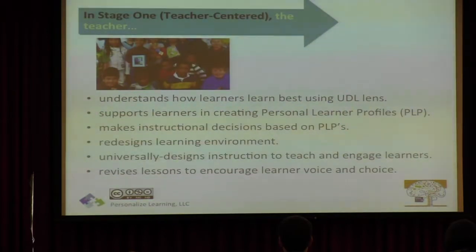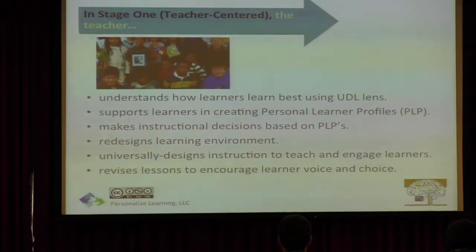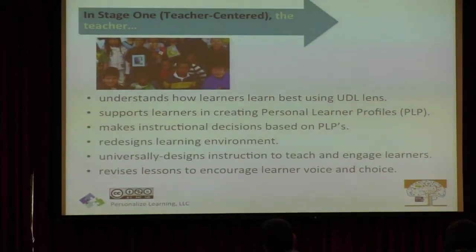So this just gives a complete overview, so you can see that stage one is when you really start using that UDL lens, and you're supporting them in creating profiles. You're redesigning your learning environment to support all different types of learners, because now that you know who your learners are, you're creating a more robust, flexible environment for kids to learn in. By the way, I just saw some data that classroom redesign is one of the biggest things in education this year. All over the country, something like 80% of classrooms are getting redesigned. There's also some new furniture and new ways to place kids.